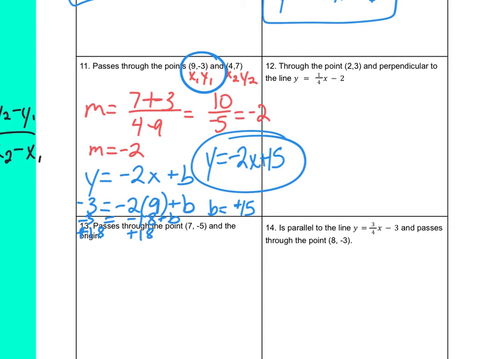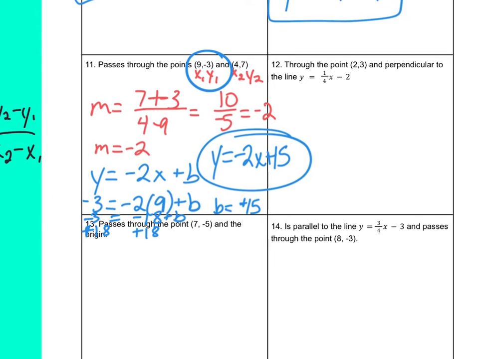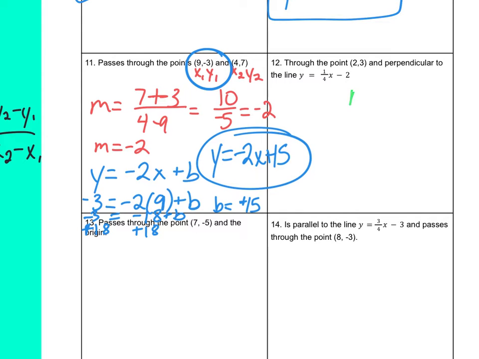Okay. We will pick back up when we get back from lunch. All right, so through the point 2, 3, and perpendicular to the line y equals 1/4 x minus 2. Okay, so we're just writing this in an equation. So first I need the slope. What's the slope? It's going to be perpendicular. Negative 4 over 1. Good. Or just negative 4. Okay, so now I've got the slope. I don't know what b is, so what am I going to do to find b?